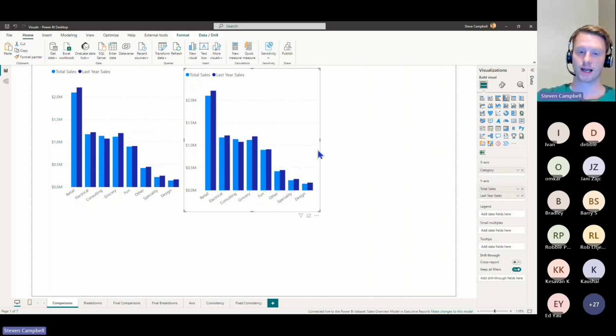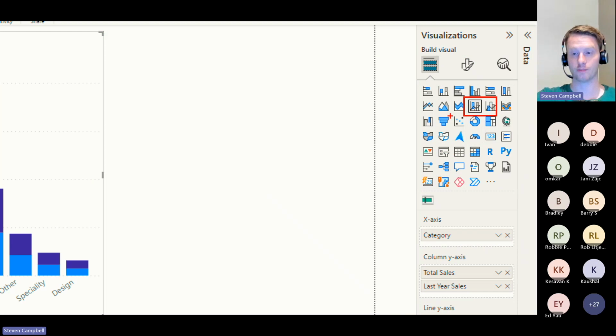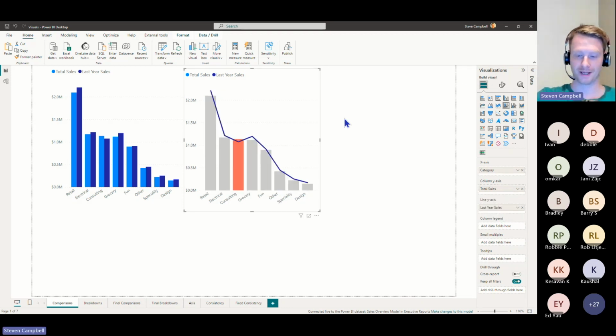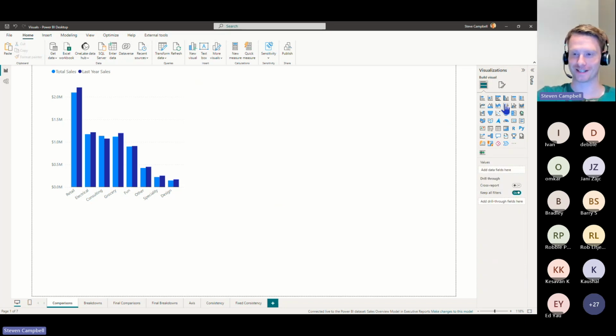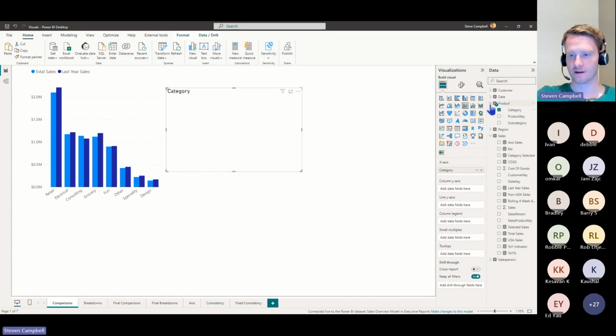What I like doing is a trick called the old line and column chart. So the first thing I'm going to do is change this one into the line and column chart. Now I'm going to put my last year sales into my line axis. And let me bring this up again so it's not cut off at the end. So I'm just going to build this from scratch. I'm going to put the product there. I'm going to put my total sales and my last year sales.